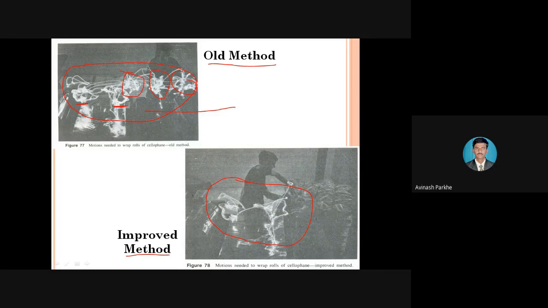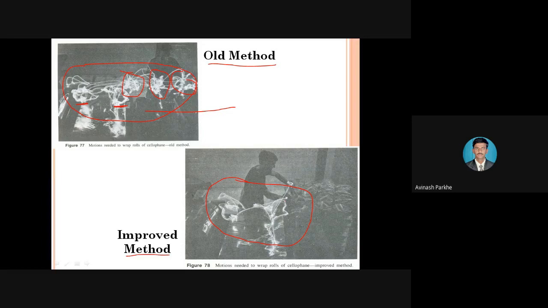If we compare figure number 1 and figure number 2, in figure number 1, the old method, maximum white lines are there, meaning maximum repetitive movements are taking place. But in the case of the improved method, very less repetitive movements are taking place, and it can be represented using the same white lines. So this is the use of the micro motion study concept.